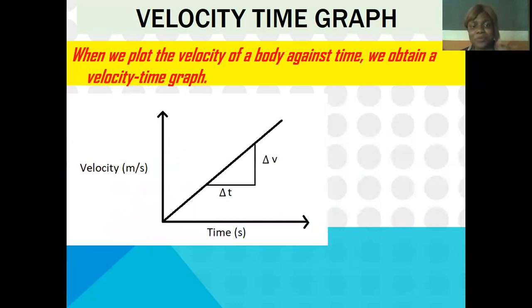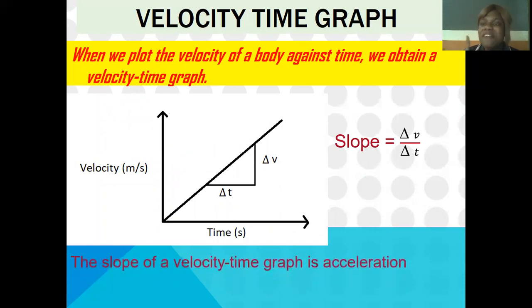Now, this is an example of a velocity time graph. In this case, if we're going to get the slope of the graph, we are going to have to do the change in velocity, that's delta v, all over the change in time, that's delta t. So delta v over delta t. Now, the slope of the velocity time graph is acceleration.